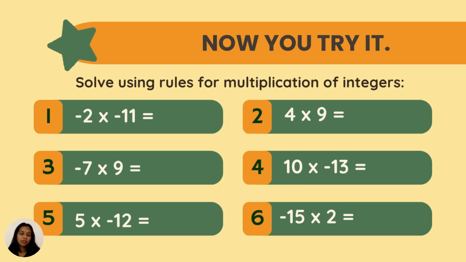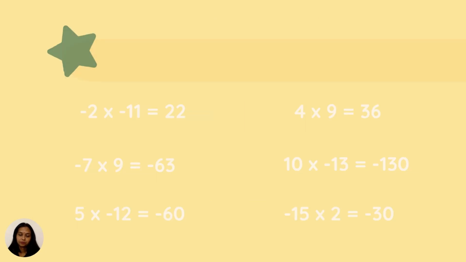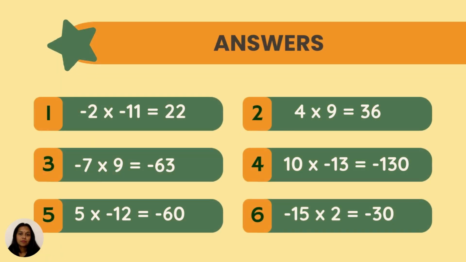Let's move on. Okay, so now that we've learned the rules, it's time to put it to the test. So pause the video, take a few minutes, work on these examples, and come see the answers. So here are your answers. Number 1, negative 2 times a negative 11 gives us a positive 22.